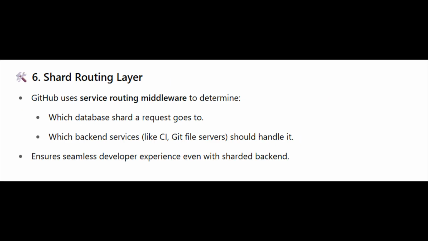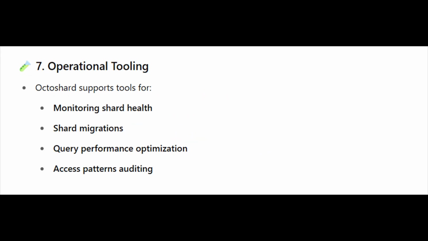6. Shard routing layer. GitHub uses service routing middleware to determine which database shard a request goes to, and which backend services, like CI and Git file servers, should handle it. This ensures a seamless developer experience even with a sharded backend. 7. Operational tooling. Octoshard supports tools for monitoring shard health, shard migrations, query performance optimization, and access pattern auditing.